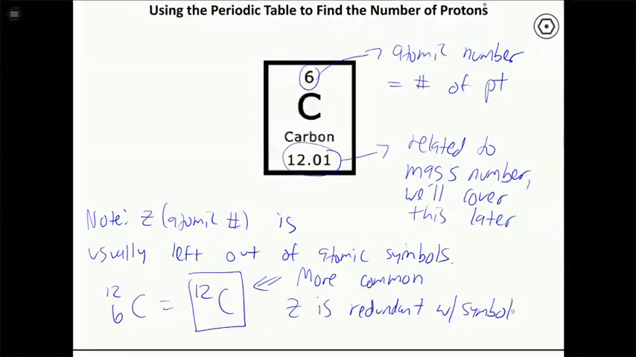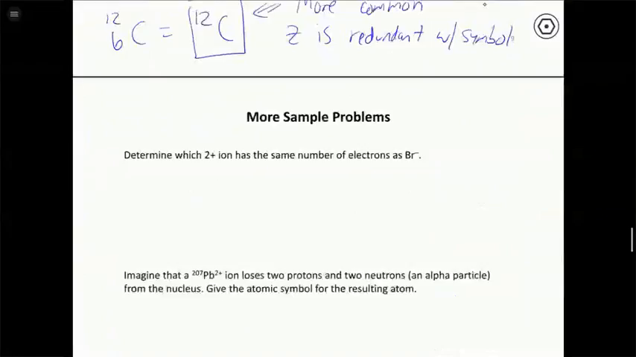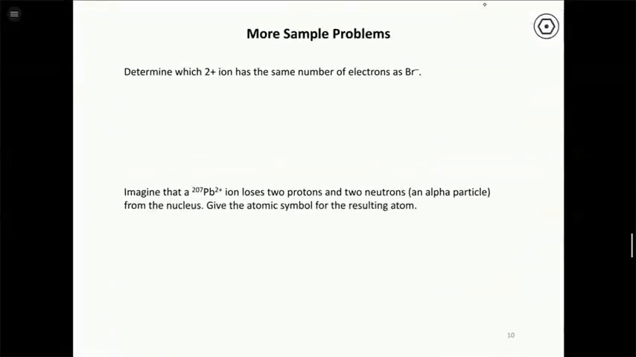You'll a lot of times just see the symbol, which tells you the name of the element, and which indirectly tells you the number of protons in the nucleus. So we aren't going to put that there all the time. All right, so be aware of that. One more type of sample problem we can do, which just involves a little bit more thought, is: determine which 2+ ion has the same number of electrons as Br-.